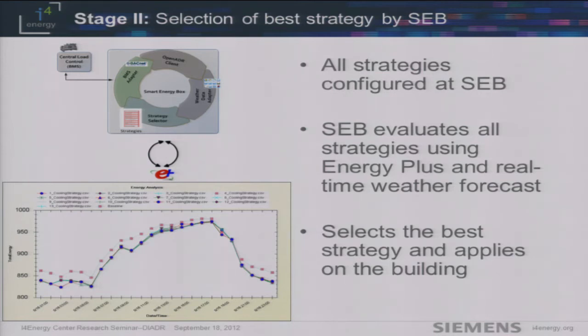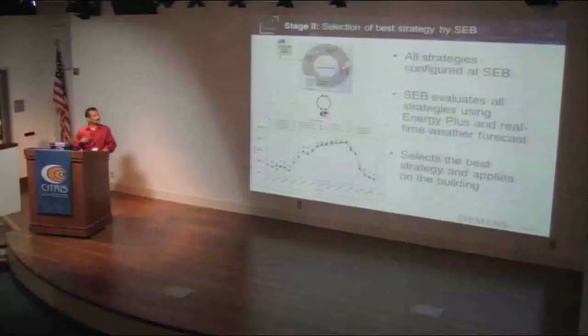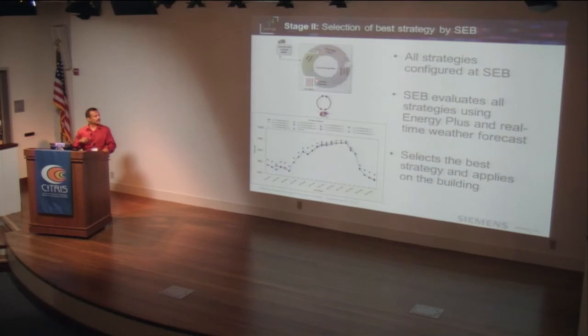Smart Energy Box uses the real-time weather data. And then it uses all strategies and simulates using EnergyPlus, picks the best one. So whenever the day starts, it starts applying on the building.